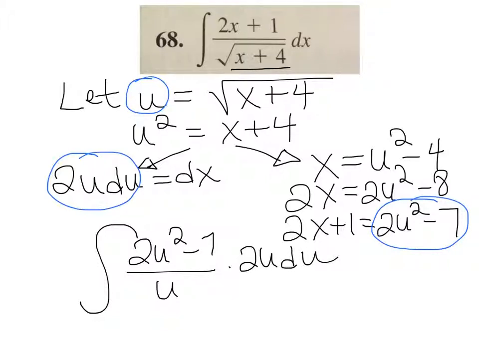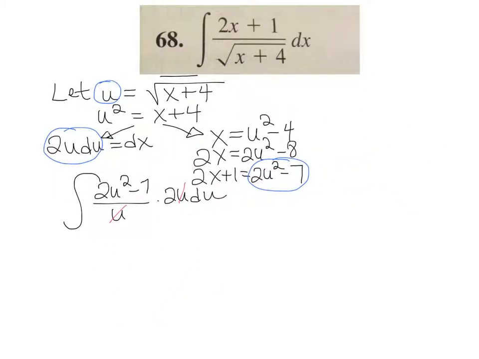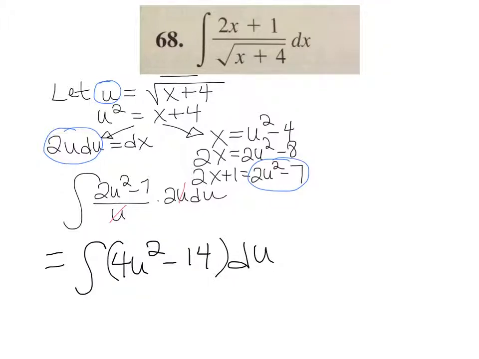At first glance, this might look a little bit more complicated, but notice there's a u on the top and a u on the bottom, and those both cancel out. And now, if we clean that all up, look what we have. We have the integral of, distribute that, 4u squared minus 14 du. And that's a pretty simple integral. All we have to use is the reverse power rule, so that becomes 4u cubed over 3 minus 14u plus C.